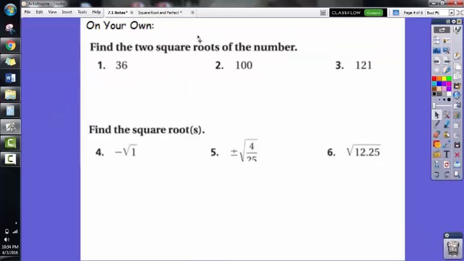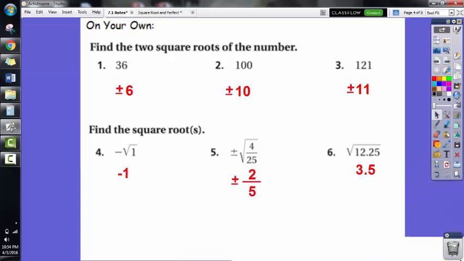Okay, what I want you to do for 1 through 6, on your own, find the answers, write them down as you go, pause the video. When you're done with 1 through 6, push play, and the answers will show up in just a couple of seconds. Okay, here are your answers for 1 through 6. Go ahead and check them and fix any that you might have got wrong. You may need to pause right now.